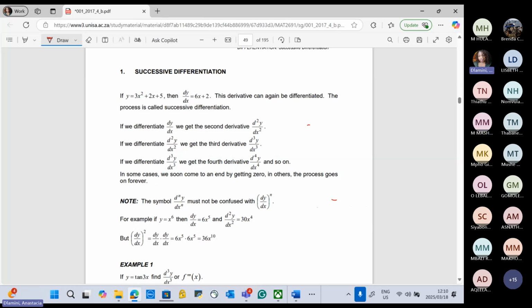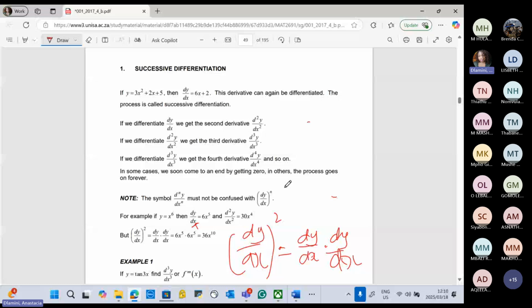Thank you. Now for example, if y equals x to the power of 6, dy/dx equals 6x to the power of 5. The second derivative of that is that you differentiate this one again. Now they are saying to you, (dy/dx) all squared is the same as dy/dx times dy/dx, but not the second derivative. They're just emphasizing that.